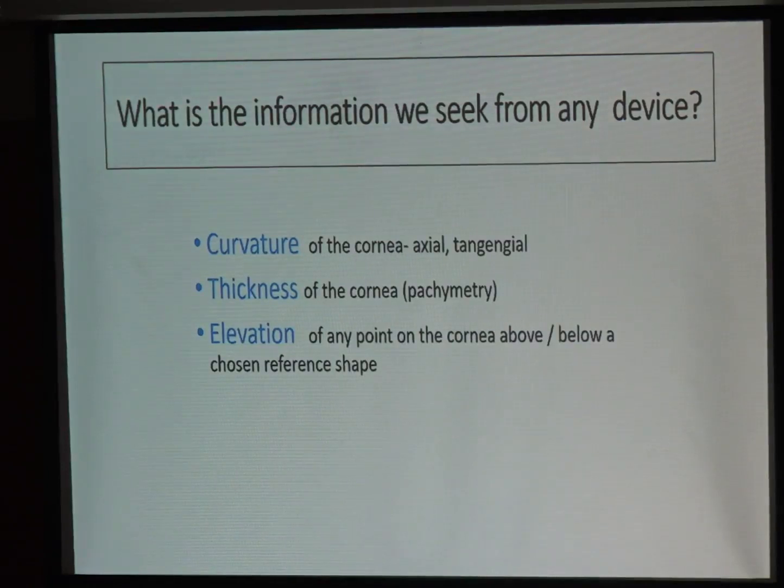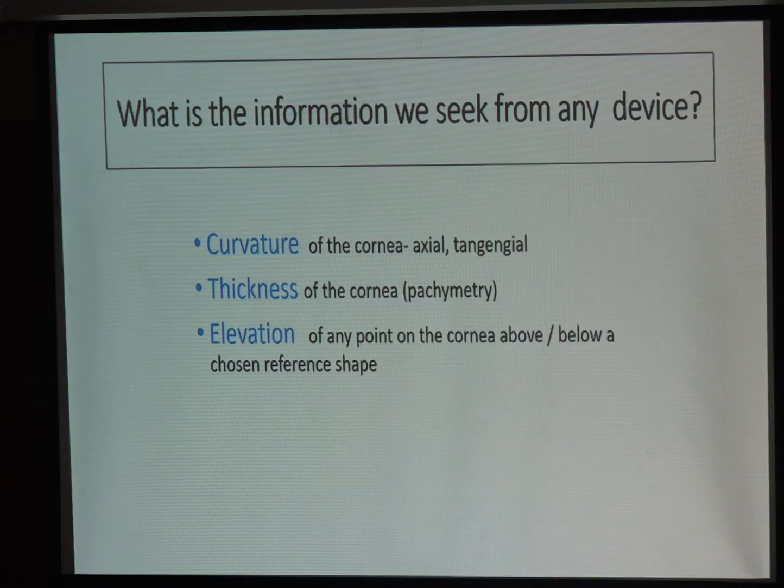So what is the information that we seek from any device? Once we're looking at any device, we want to look at the shape, which means we look at the curvature of the cornea. Is it steep? Is it flat? Where is it steep? Where is it flat? We want to look at the thickness, because we know that in keratoconus or ectasia the cornea is thin, or if we want to do refractive surgery, there are cutoffs beyond which we do not want to go. And then we want to look at the lumps and bumps in the surface, which is expressed by the elevation.